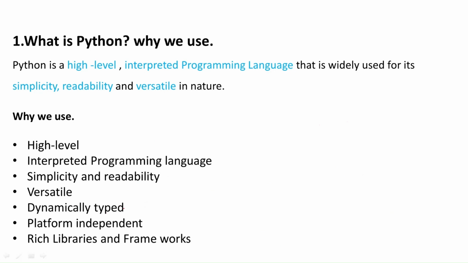Then what is meant by dynamically typed language? Dynamically typed language means in Python, for example, I am taking one variable, a equal to 10. This is a variable. This is a value. This is a declaration. In Python variables, we do not require a declaration. The data type will be determined during the runtime.